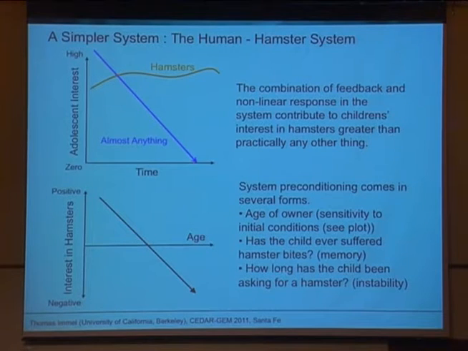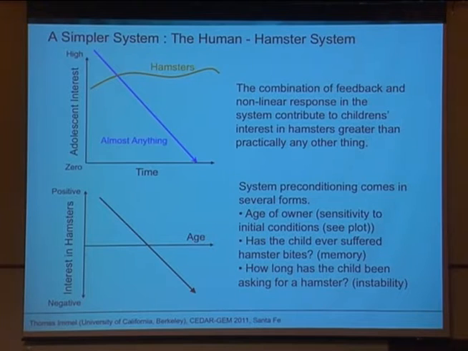And then the last question is, how long has this child been asking for a hamster? So imagine being asked for a hamster every day for a year and a half. And then finally, the kid gets a hamster. The nonlinear response to finally being given a hamster is something like as nonlinear as spread F. So it has all these properties, this system, the simplest system you can think of, really.